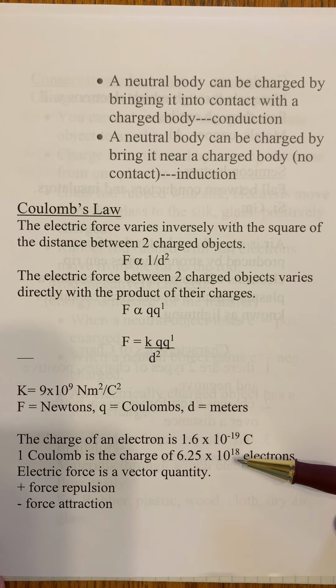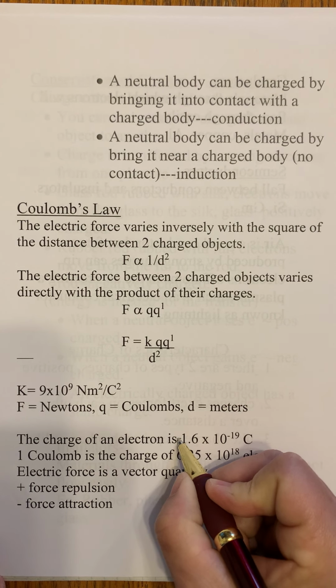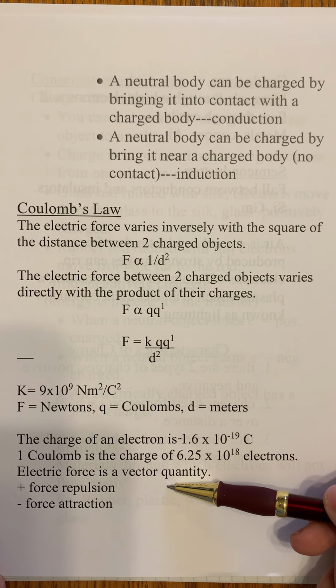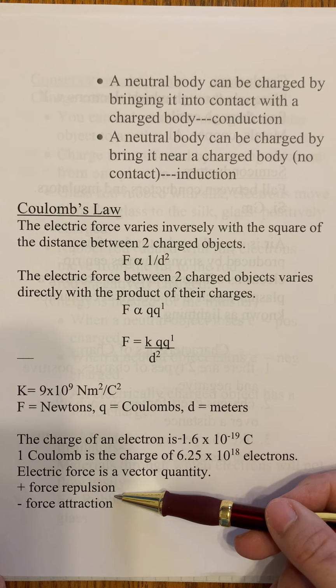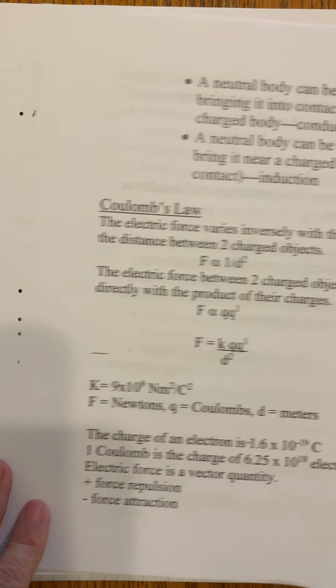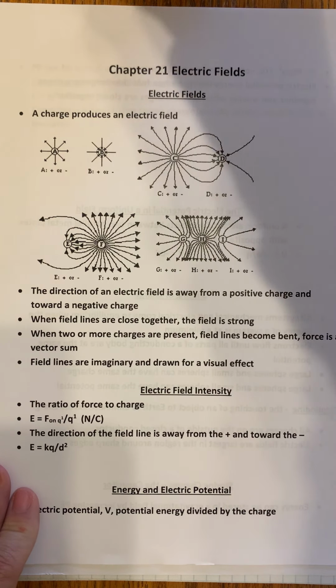The charge of an electron is 1.6 times 10 to the negative 19th coulombs, and that's also a negative charge, so I'm going to put a little negative in front of that. One coulomb is the charge of 6.25 times 10 to the 18 electrons. These are reciprocals. Electric force is a vector quantity. Positive gives us repulsion, and negative gives us attraction.